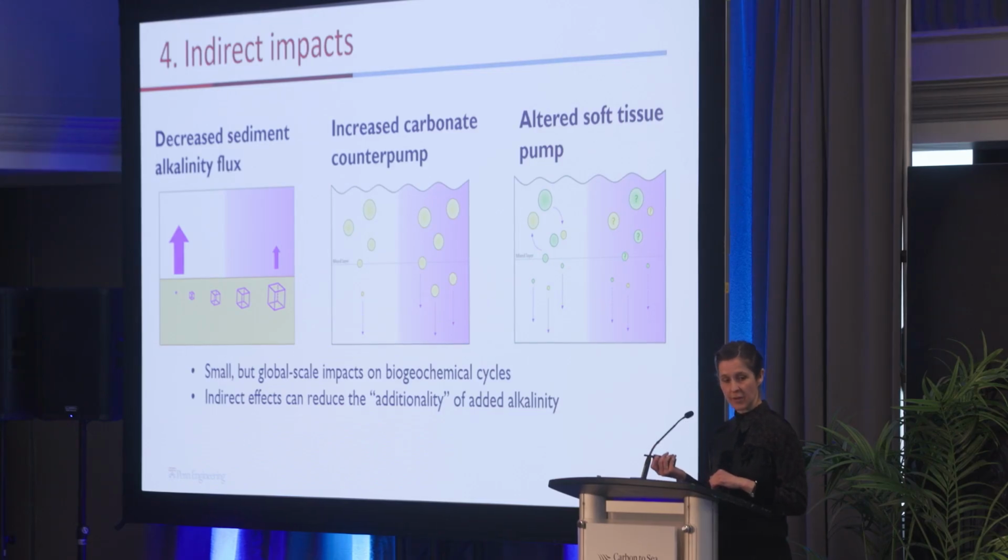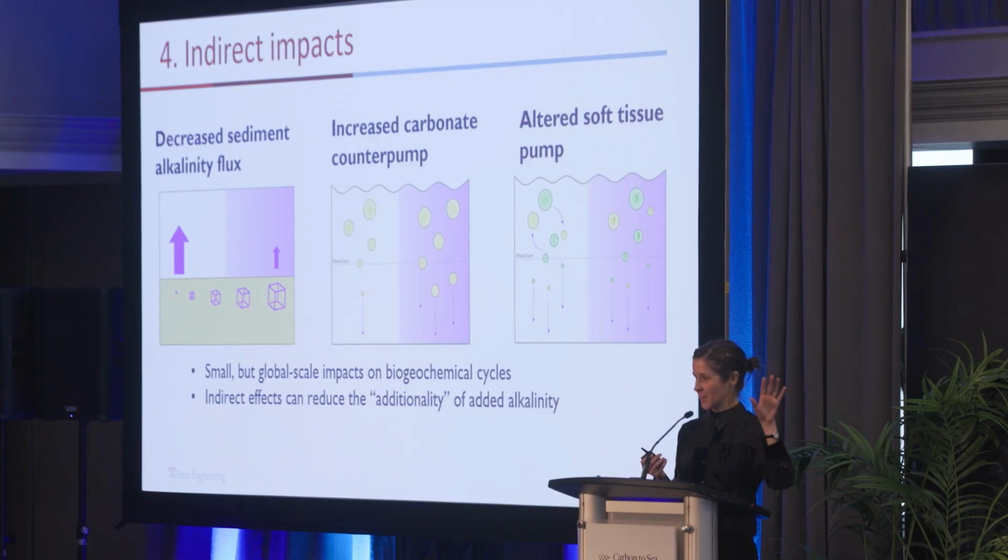And the fourth category is a suite of different processes related to biogeochemical cycling. So I'll talk you through each of these specifically to give you an idea of how they impact CO2 uptake. So the first category is decreased sediment alkalinity flux. So in all of these plots, there's a white side of the plot that is a natural, non-OAE current ocean. And then the purple side is if we add alkalinity to the ocean. So in a non-OAE scenario, sediments have minerals that dissolve over time and release alkalinity into the water column. So that's a natural source of alkalinity.